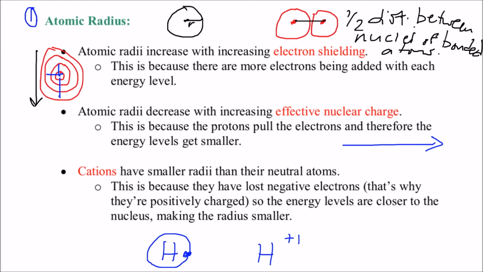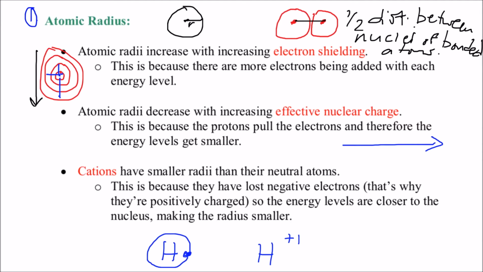This hydrogen has no electrons because it's lost that only electron that it had. Okay? So what did that do to the atomic radius then? If there's no electrons there, then the distance from the nucleus to the valence electron has shrunk by a lot because there's not even an electron there anymore. Okay? The same thing could be said for any of the elements.